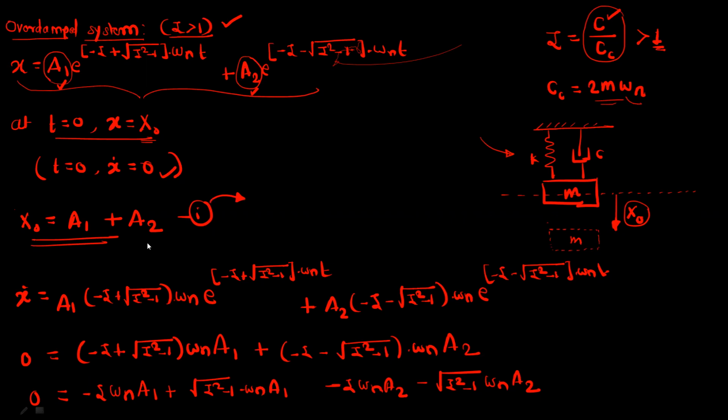So now from the first equation, you can put the value x0 that is equal to a1 plus a2. So you can write this for either a1 or a2. If I write this for a2, it will become x0 minus a1. Okay, so now you can put this value in this equation.